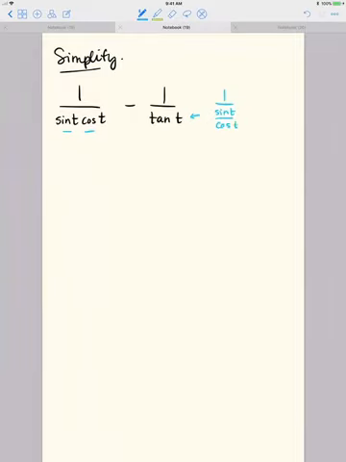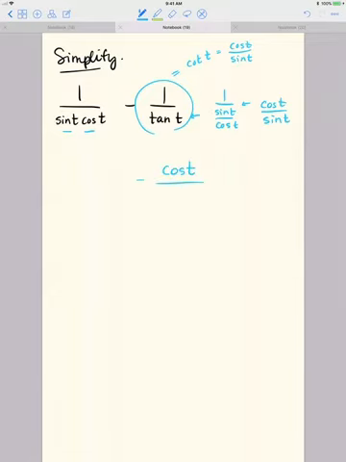Or maybe you'll notice the fact that 1 over tangent is the same as cotangent. And cotangent is cosine over sine. And again, if we have 1 over the fraction sine over cosine, that would be 1 times cosine over sine. So either way, we end up with the second fraction being minus cosine of t over sine of t. And our first fraction is 1 over sine of t times cosine of t.